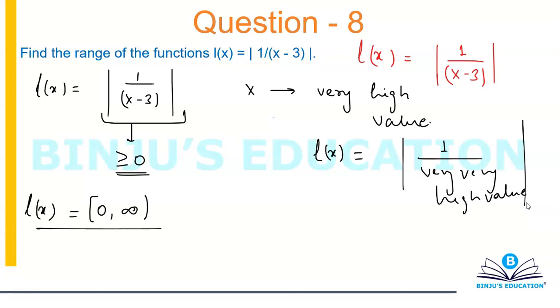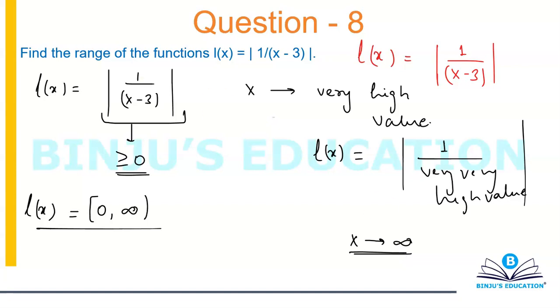This function, that is 1 over x minus 3, will try to approach 0. It's going to approach 0 only when x is equal to infinity. But do we know what exactly is infinity? No, we do not know that. So 1 over x minus 3 will approach 0, but it will never be exactly equal to 0.